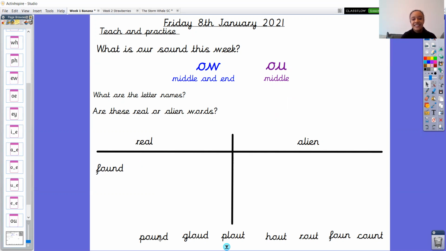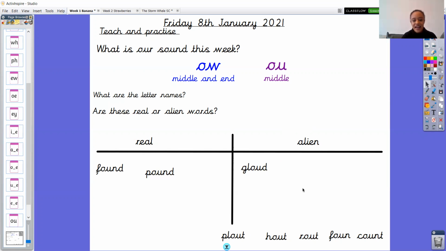Okay, let's have a look at our next word. Pound. Is that a real word or an alien word? It's a real word, isn't it? And we could put those two words together. I found a pound. Brilliant. Okay, let's have a look at the next one. Gloud. Is that a real word or is that an alien word, a made up word? Yes, a made up word, isn't it? We don't have that as a word in our language. Let's rub that out. Brilliant.